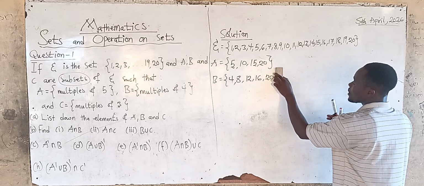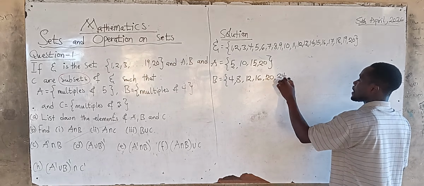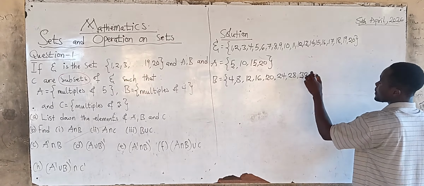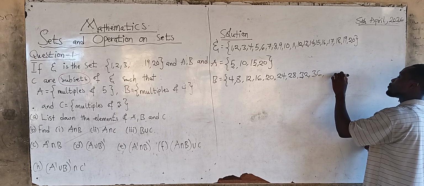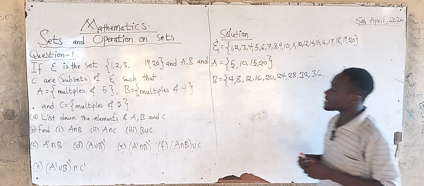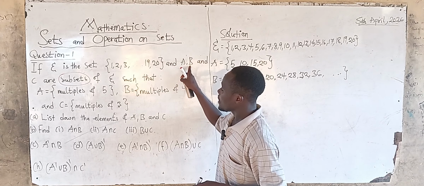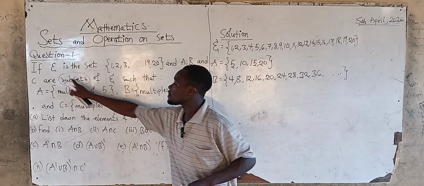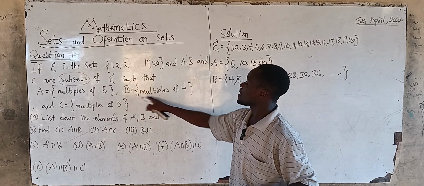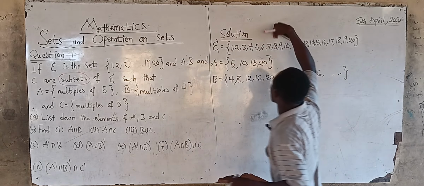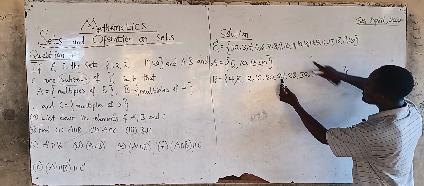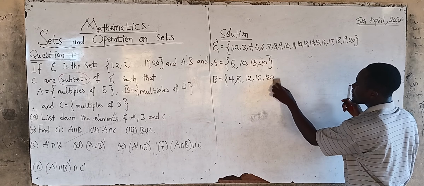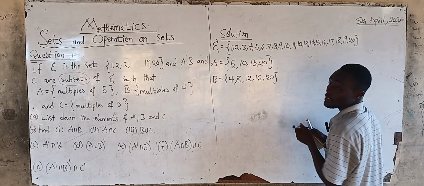Though multiples of 4, I can continue with 24. I can continue with 28. I can continue with 32. I can continue with what? 36, and so on. Okay, but have it in mind that it stated that the set B is a subset of what? E. And if B is a subset of E, then it means that all the elements of the set B should be found within the mother set. But let's ask ourselves, is 24 part of this? No. Is 28 part of this? No. So it means that all these things are going to go our way, and then I will end here. I believe you are clear with that.